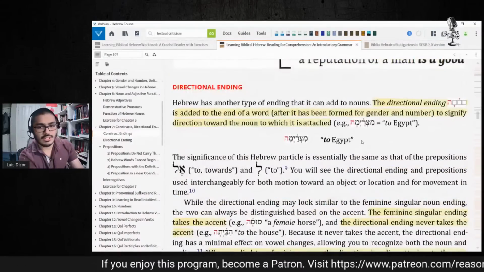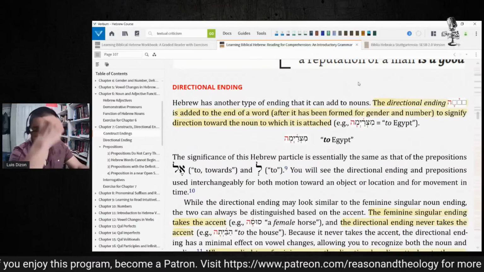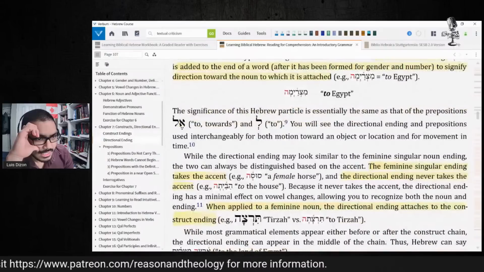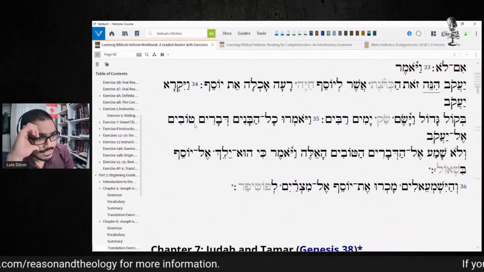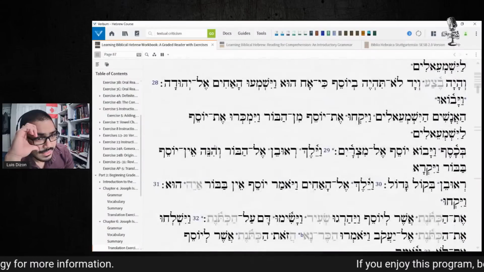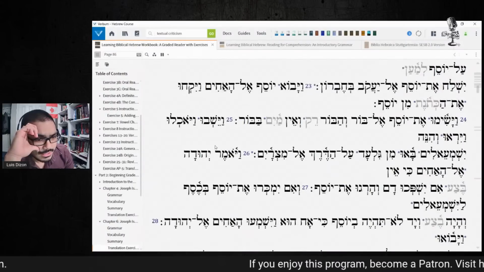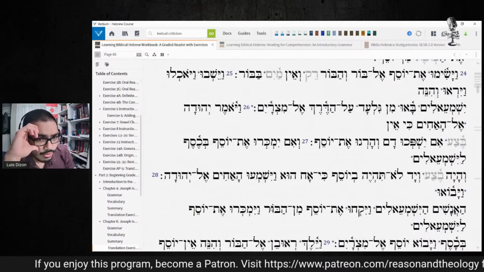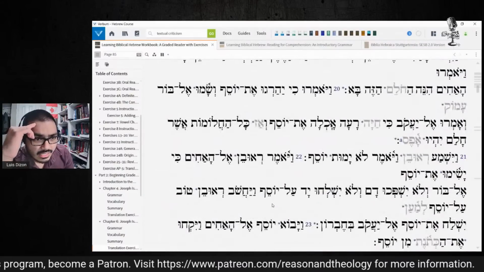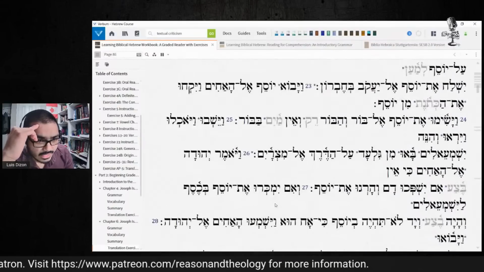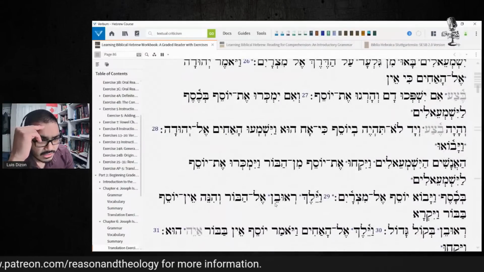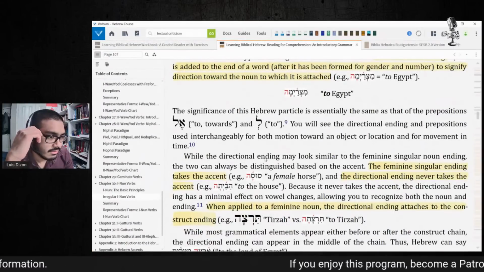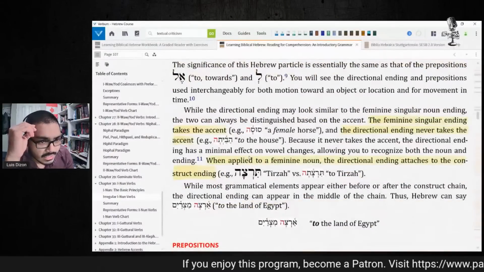So that covers construct endings. So let's talk about the other items in this chapter. So you have directional endings. We saw that briefly when we were translating this passage from Genesis. So let me find it. There was one instance of a word having a hey at the end, but it was not a hey to indicate. So actually, no, wait, that was a different thing. That was the interrogative, which we'll run into later this chapter.